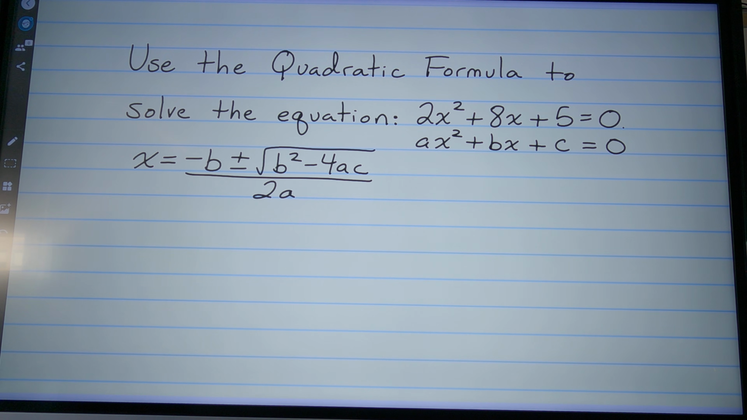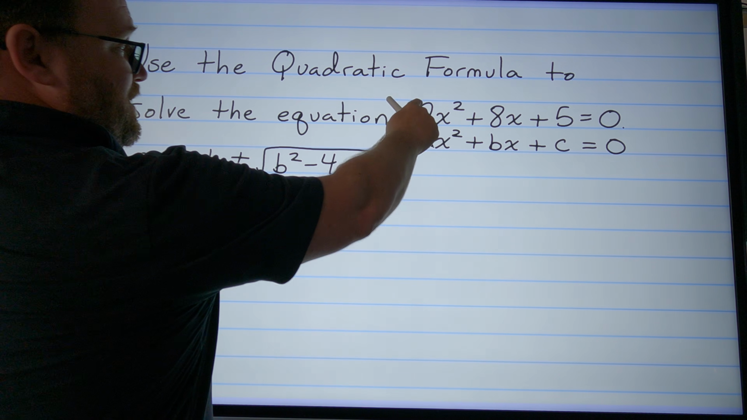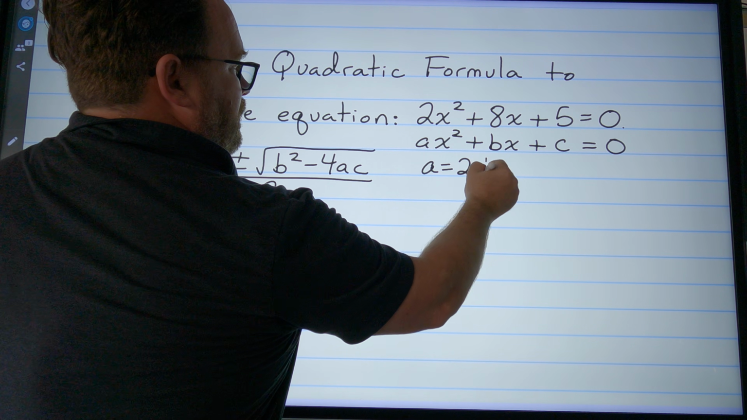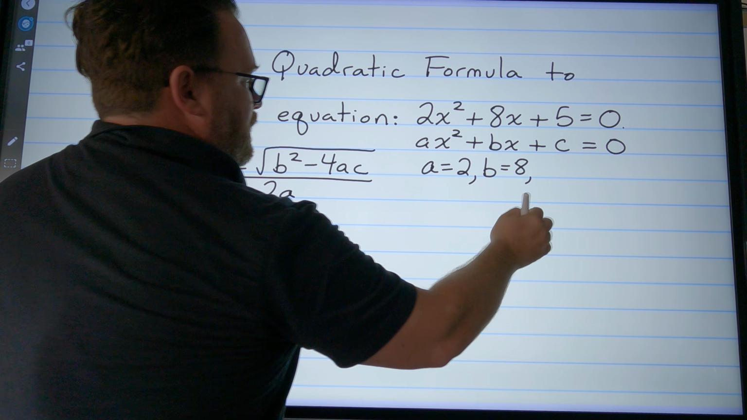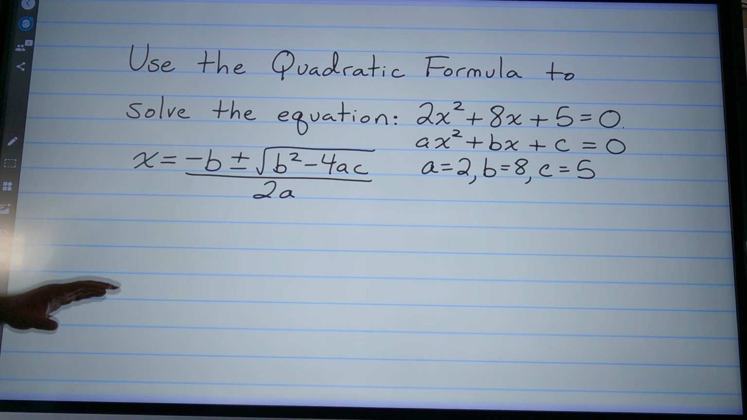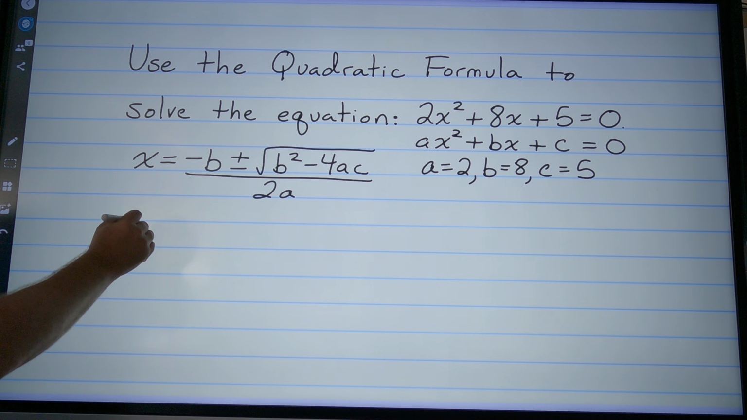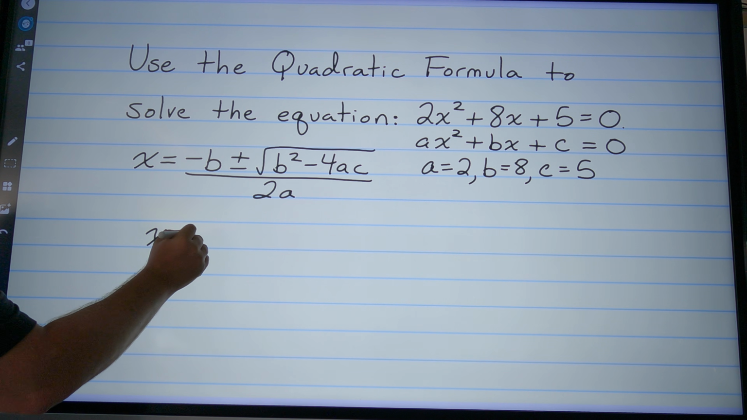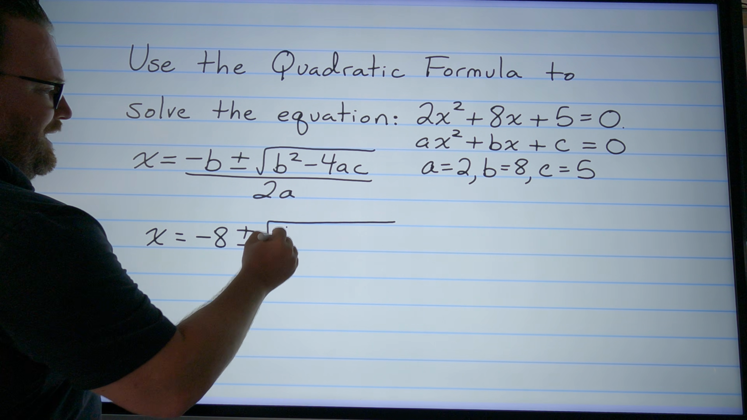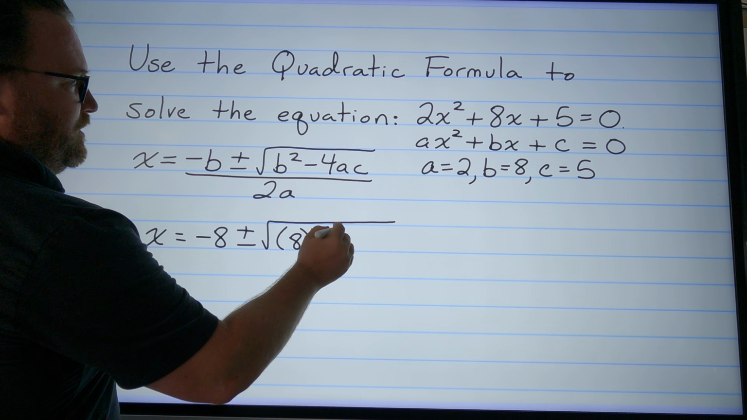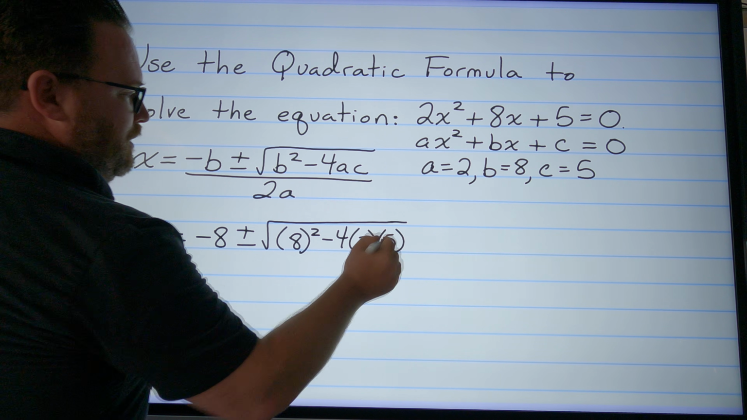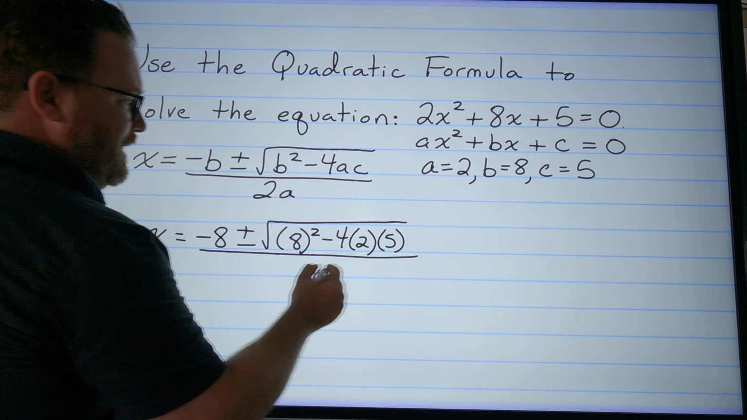So first off, we want to identify a, b, and c. So a is 2, b is 8, and c is 5. And now we can substitute them into our quadratic formula. So we can say x equals negative 8 plus or minus the square root of 8 squared minus 4 times 2 times 5 all over 2 times a, so 2 times 2.